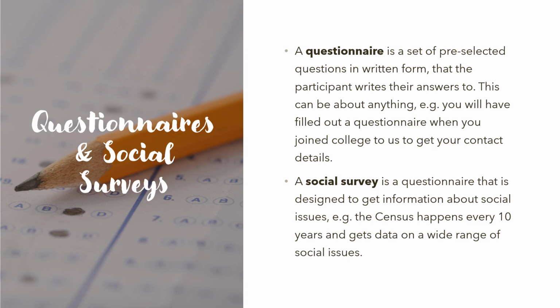The difference for a social survey is that a social survey is about social issues. So what we'd largely be using in sociology is social surveys. They are questionnaires, exactly the same format, but it's the topic that makes it a social survey. So a questionnaire about a social issue, about things related to sociology, would be a social survey. Most of the time, that's what we're talking about when we talk about questionnaires in sociological research.